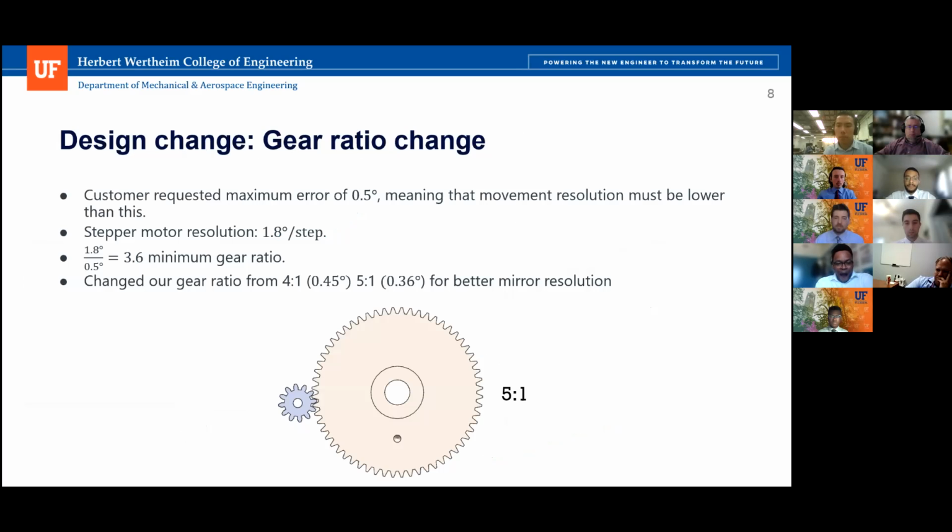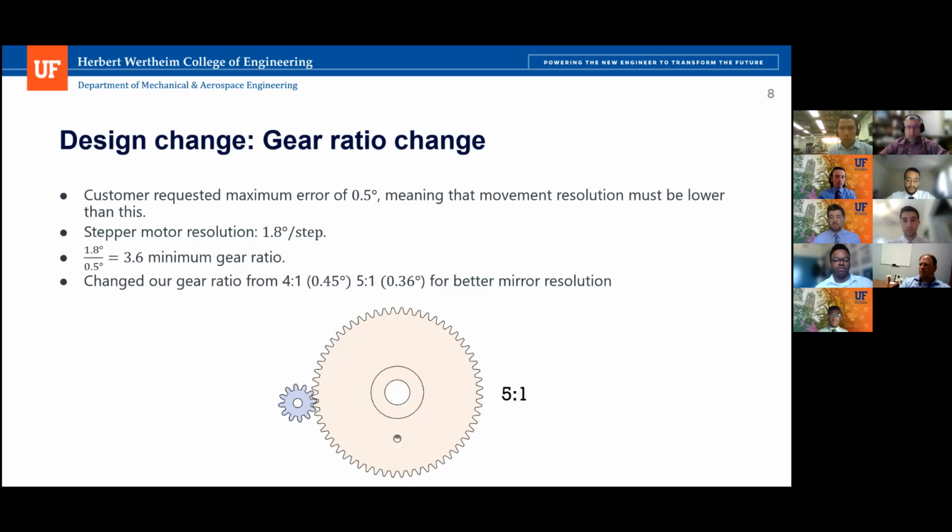As Marcos just said, one of the design changes we implemented was increasing the gear ratio from a 4:1 to a 5:1. With a stepper motor resolution of 1.8 degrees per step and a customer need of a maximum error of 0.5 degree, the minimum gear ratio to satisfy that requirement would be a 3.6 to 1. And with a 4:1 being so close, we wanted to increase that gear ratio. So increasing it to a 5:1 gave us an overall resolution of 0.36 degrees.